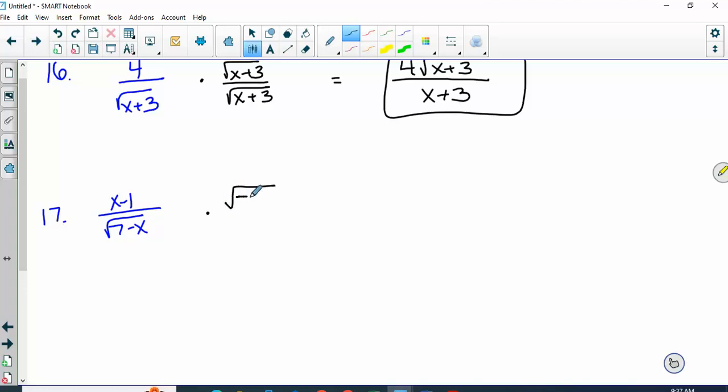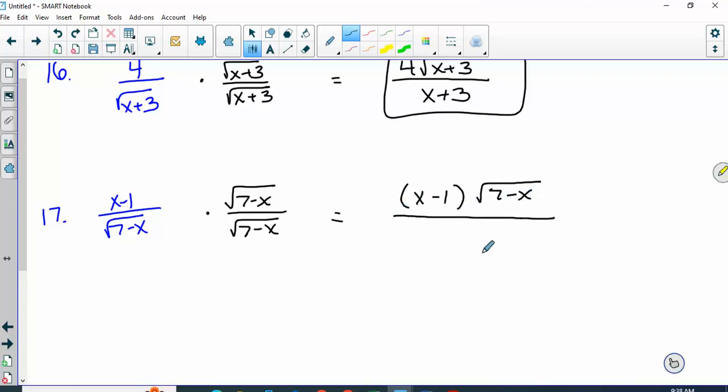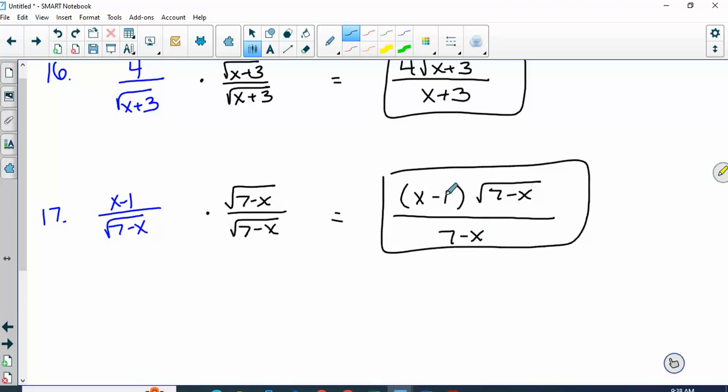Same thing. You multiply by the square root of 7 minus x on top and bottom. You want to be careful how you write that. This x minus 1, that's 2 terms, so I'm just going to put it in parentheses and then the square root of 7 minus x. You could distribute also if you chose to. And the bottom is just 7 minus x. So I'm just trying to show you, in calculus, you need to get away from the idea that all your answers are nice and pretty. You can have ugly things. Okay? Doesn't mean you did anything wrong.